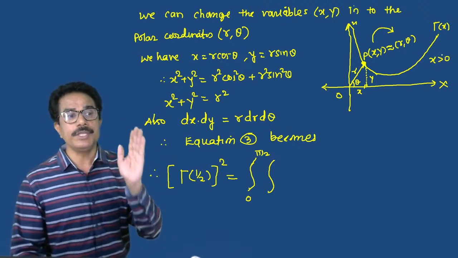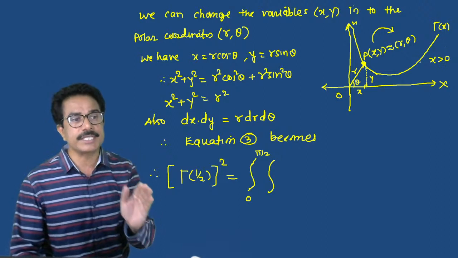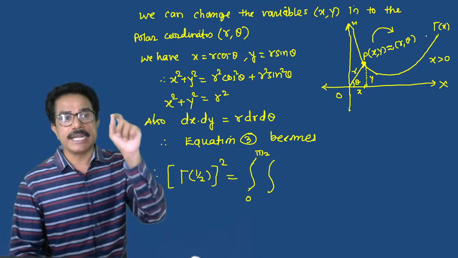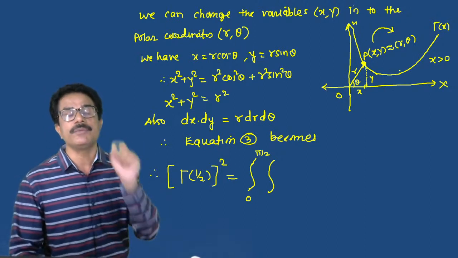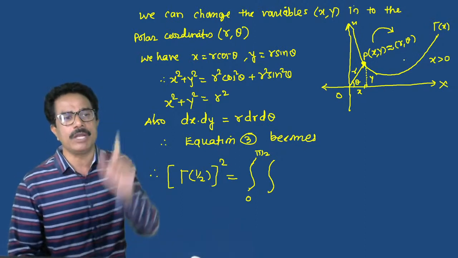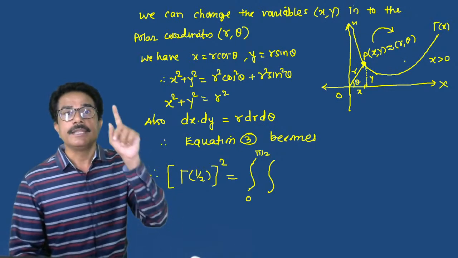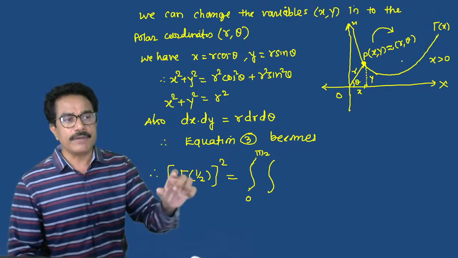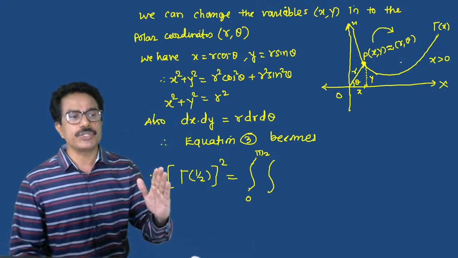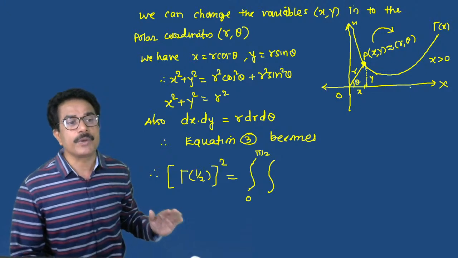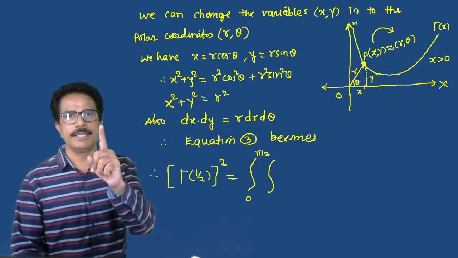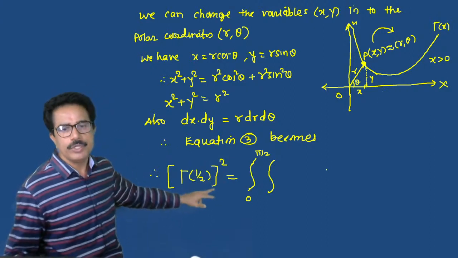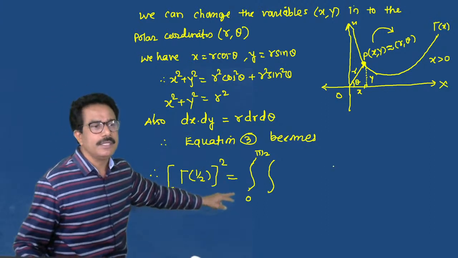If we take x greater than 0, then this graph lies completely in the first quadrant. If the graph lies totally in the first quadrant, then we can take any variable point P on that graph. That point P always lies in the first quadrant, therefore theta can be from 0 to pi by 2, because in the first quadrant the value of theta lies between 0 to pi by 2. So we can take the limit of theta.